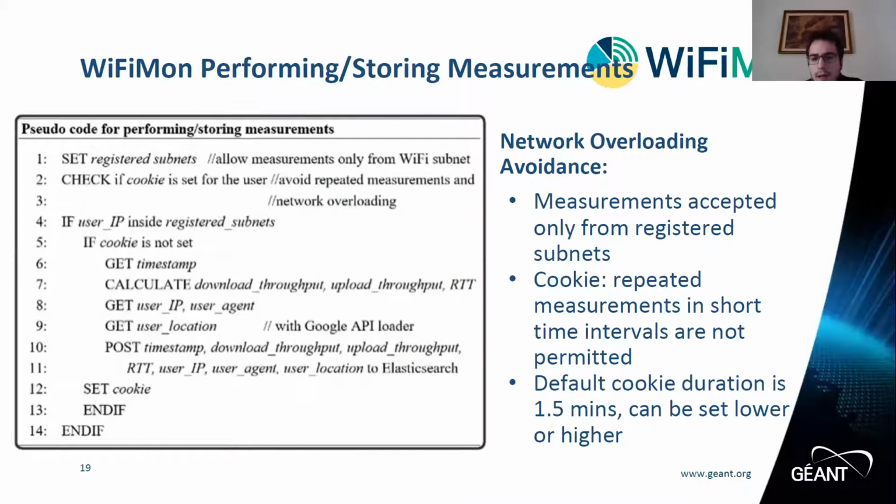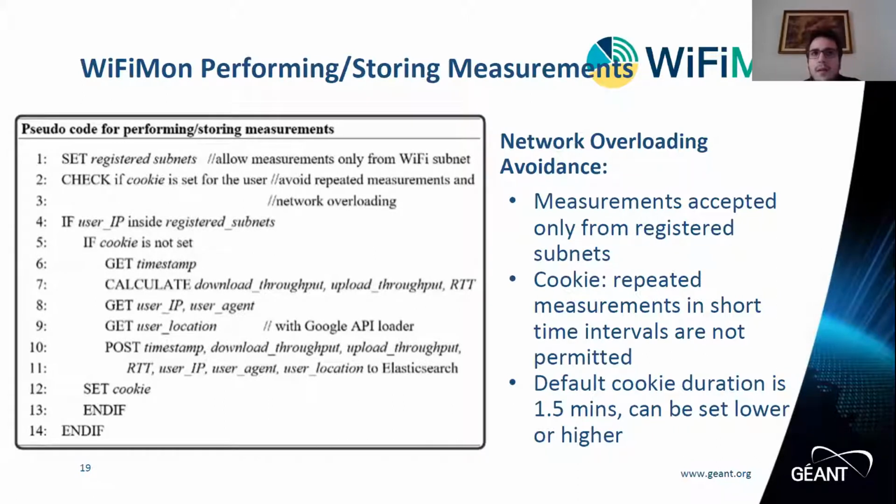Okay, this is rather complicated, but what is important here is that there are two main optimizations in WiFiMon in order to avoid overloading the Wi-Fi analysis server. The first one is the registered subnets. I already told you before that the administrator defines the subnets that will be monitored. Why does this happen?